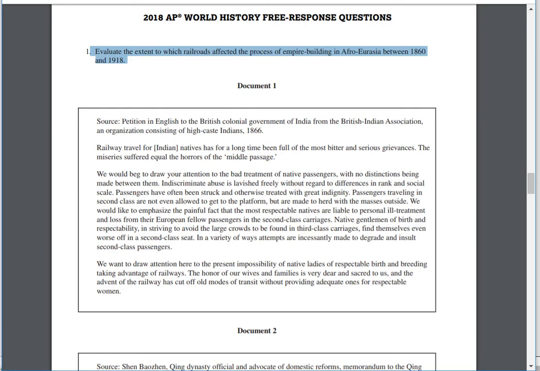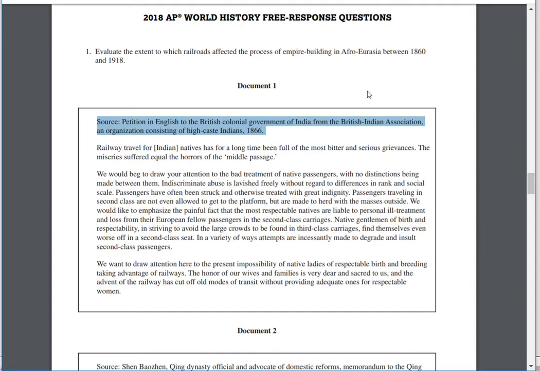Alright, let's look at this first document. The first thing we do is we look at the source material. We think about who is writing it, when they're writing it. There's going to be lots of clues in there. Okay, so this says that this document is a petition in English to the British colonial government of India from the British Indian Association, an organization consisting of high caste Indians in 1866.